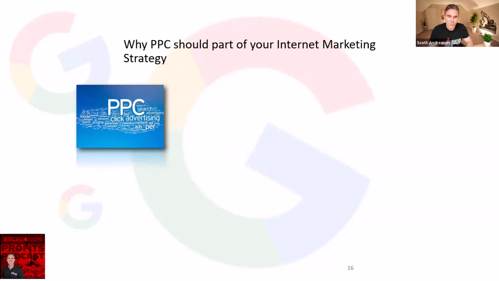So why should Google Ads pay-per-click be part of your internet marketing strategy for your excavation or septic company? For one, you can start showing up much quicker than with search engine optimization, that, as you may know, can take 3 to 6 months or longer to start showing for some keyword phrases of value. With Google Ads pay-per-click, it's near to instant. As soon as you push that button, you start seeing results.